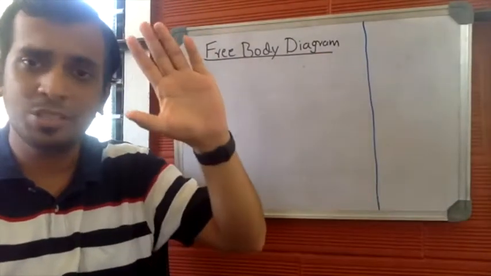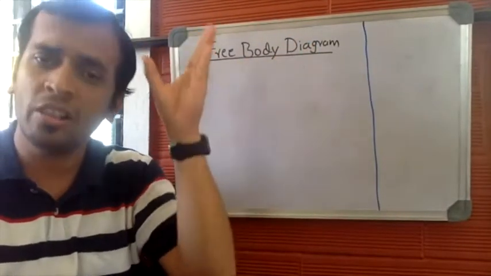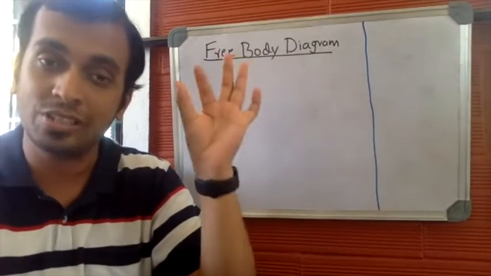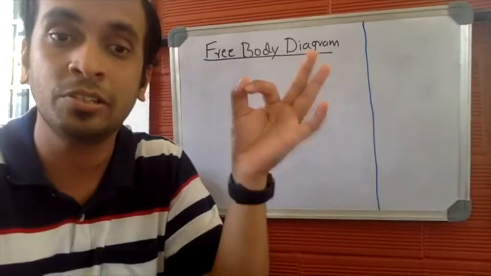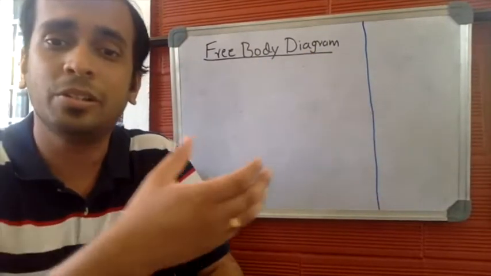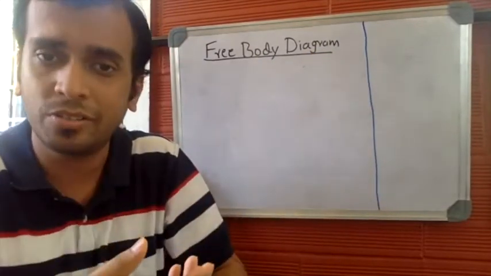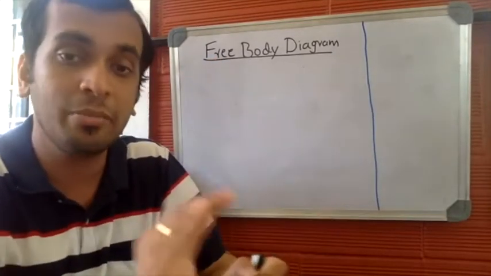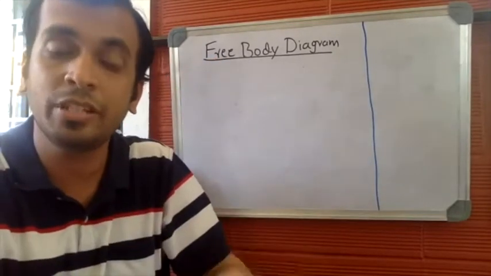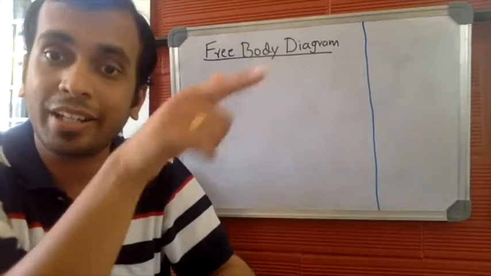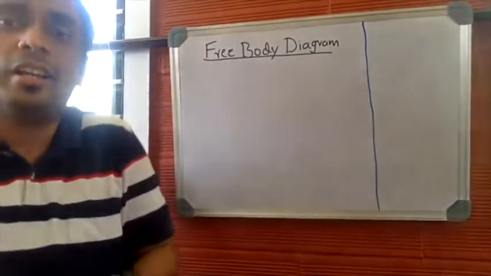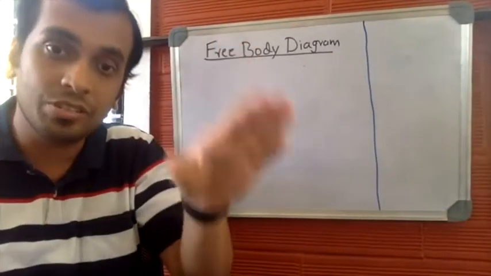So free body diagram is basically a drawing which represents all the forces very systematically, so that you can use that particular drawing to determine a particular aspect which is being asked, or to solve a numerical, or to analyze a force system. Basically, it's a drawing which represents all the forces acting on a particular body. So all the forces, in the sense, there are two types of forces which act on a particular body.